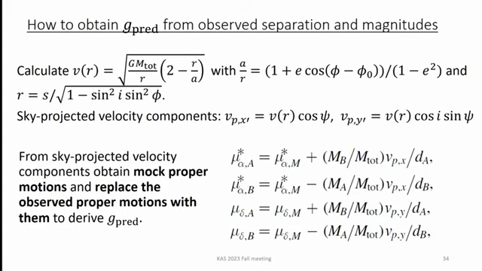Now, how to get the G predicted value from observed separation and magnitude that needs to be compared with observed acceleration? So we can calculate this and then obtain sky projected velocities. And you just need to replace the observed proper motions with these simulated proper motions.